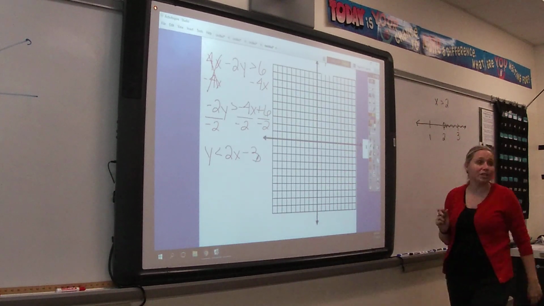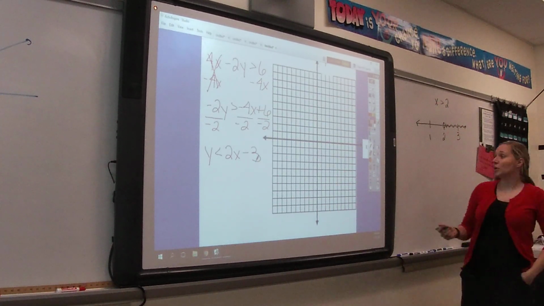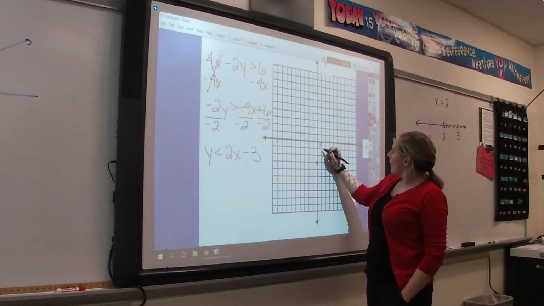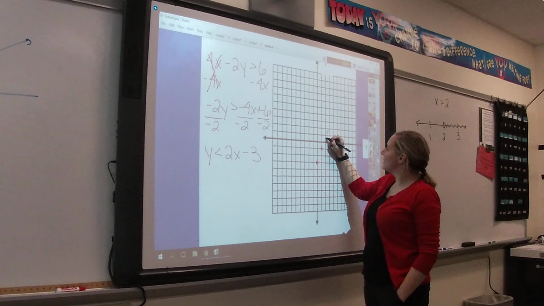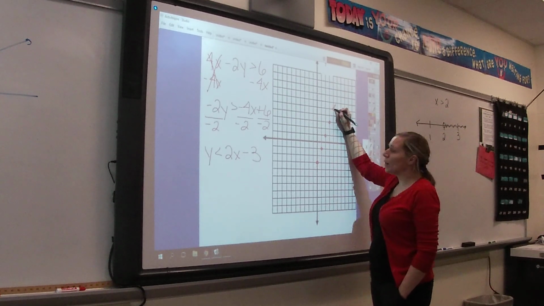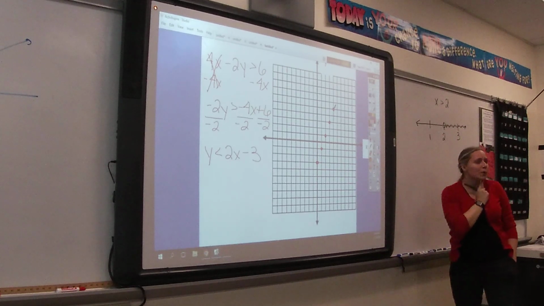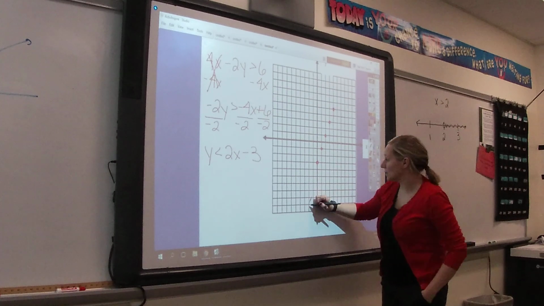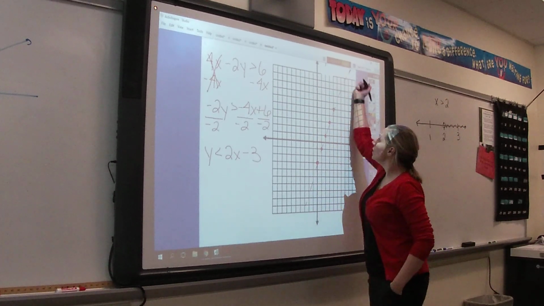So now we're going to graph in slope intercept form. I'm going to start at -3, then go up 2 and right 1, up 2 over 1, and make a nice long line. Do I want that line to be solid or dashed? Dashed, because it does not have the or equal to.